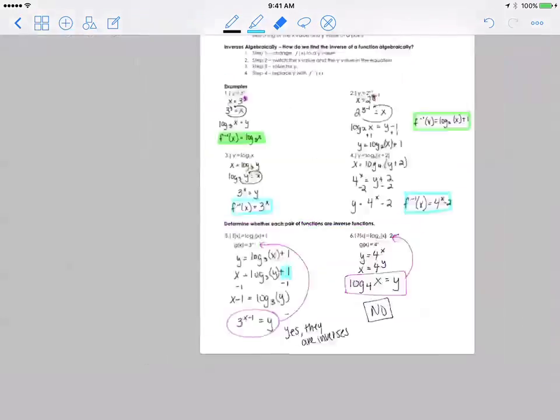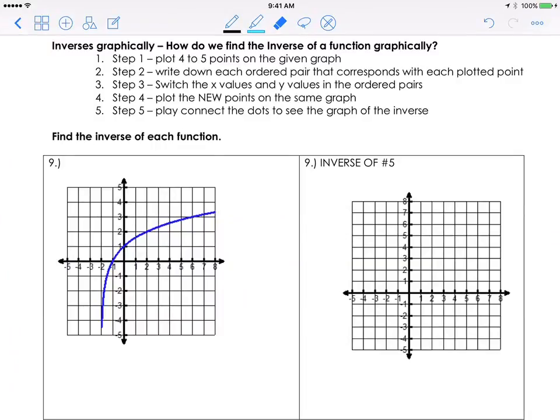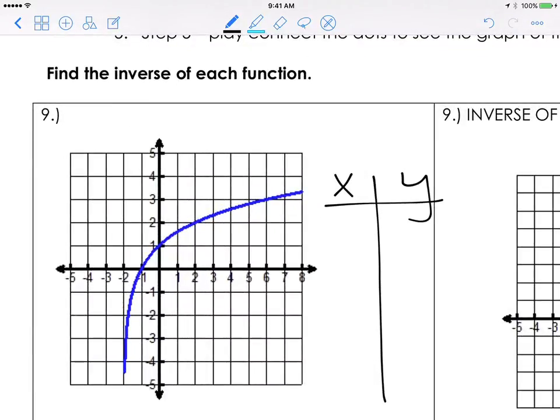Now let's move to graphing real quick. I'm going to try to do this quickly. I'll show you one, and then you can do number 10 on your own. The thing that we need to do is plot as many points as we can on our inverse so that we can see the shape. So we're going to try to find as many points as we can here. And then all we're going to do is switch our x and y's.